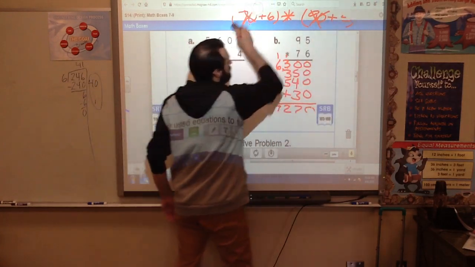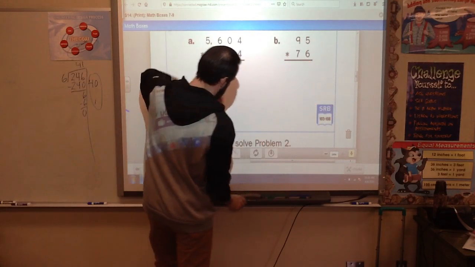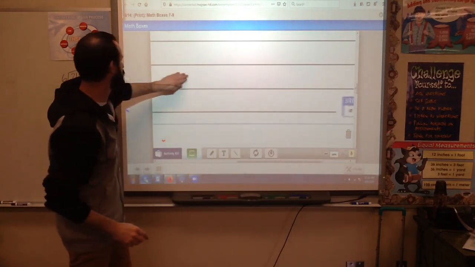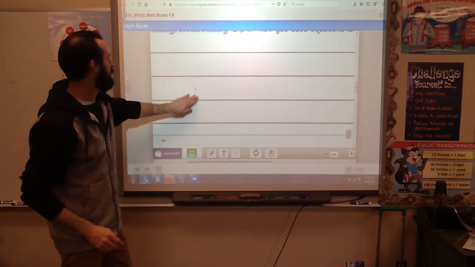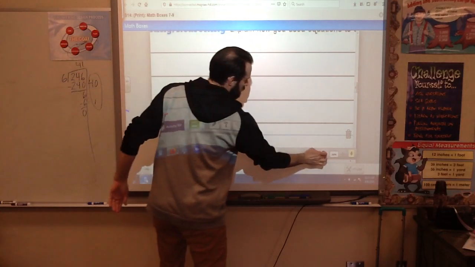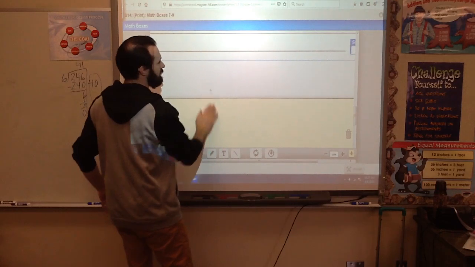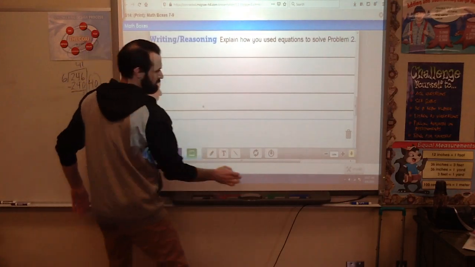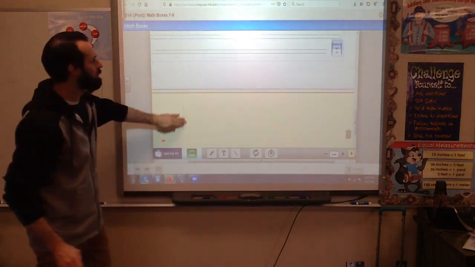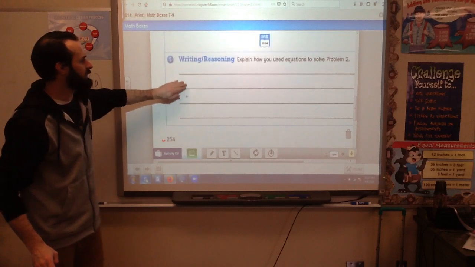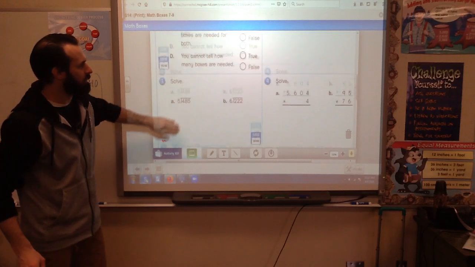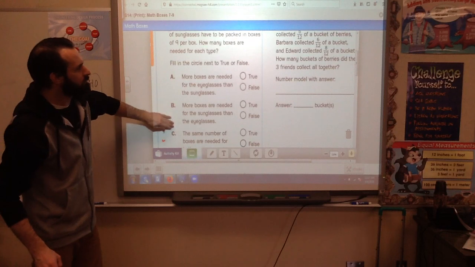Alright, and number 5 is explaining how you used equations to help you solve problem 2. I'm going to make it smaller so that it fits on here. Still too big, let's make one smaller. Alright, so basically what you're doing here is, now I got to remember the numbers, 5, 6, and 8.